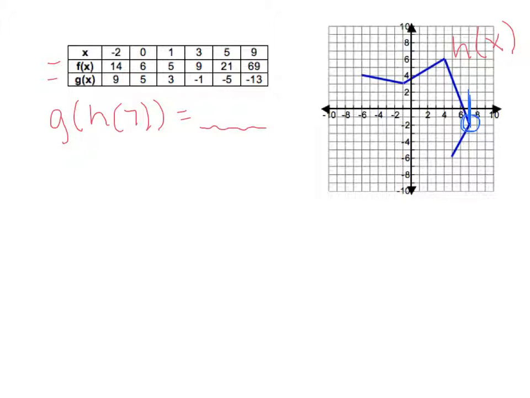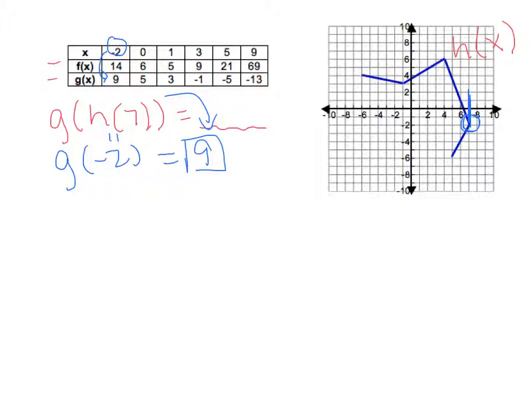It's negative 2. So that makes our problem become g of negative 2, because h of 7 is negative 2. So now you go up to your g function, you go, okay, well, x is negative 2. So we go in our table to where x is negative 2. We look at what that equals in g, and it's 9. Done. So we can say that g of h of 7 equals 9.